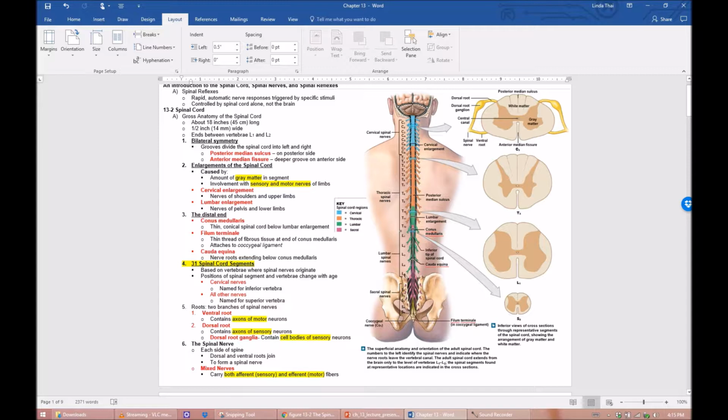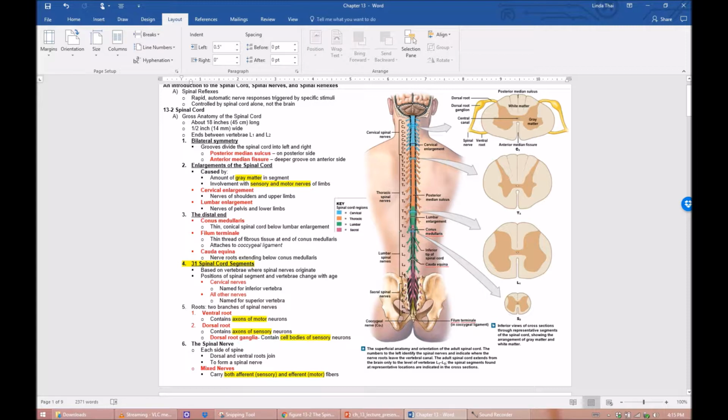All the other nerves are named for the vertebra that is immediately superior to it. So we have 12 thoracic vertebrae and we have 12 thoracic nerves. We have 2 branches of the spinal nerves, the ventral and dorsal root.